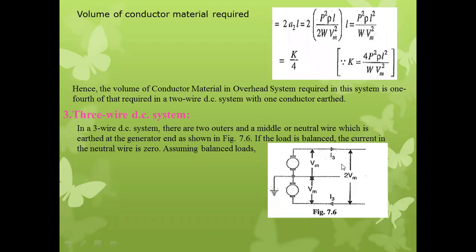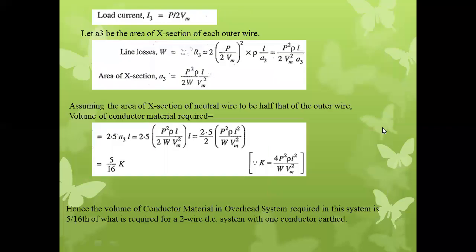In this case also we have to see the volume of conducting material required and the area cross section. Finally we will compare it with the two wire DC system with one conductor earth and the two wire DC system with midpoint earth. In the next slide we will see how the area cross section is found.